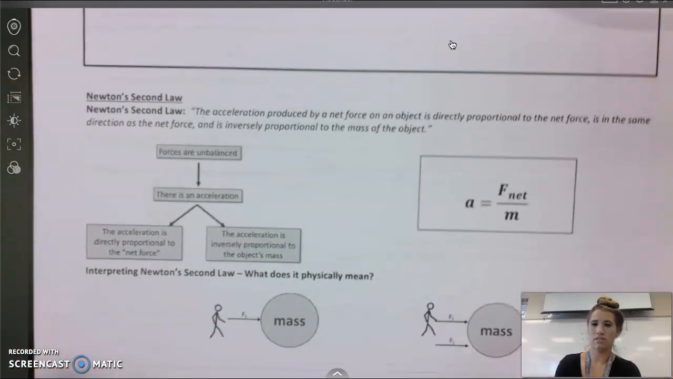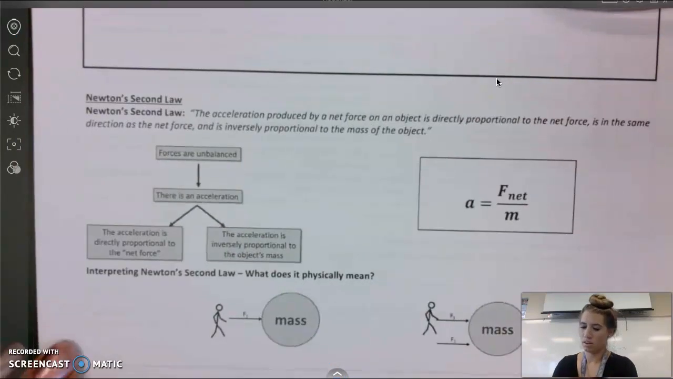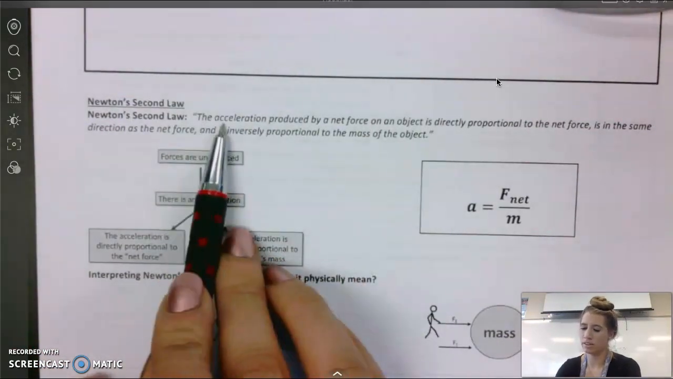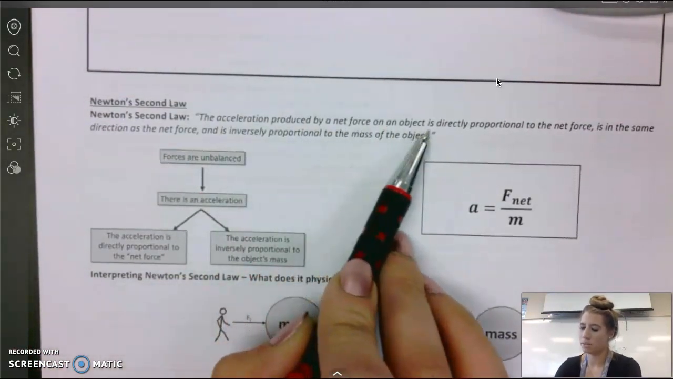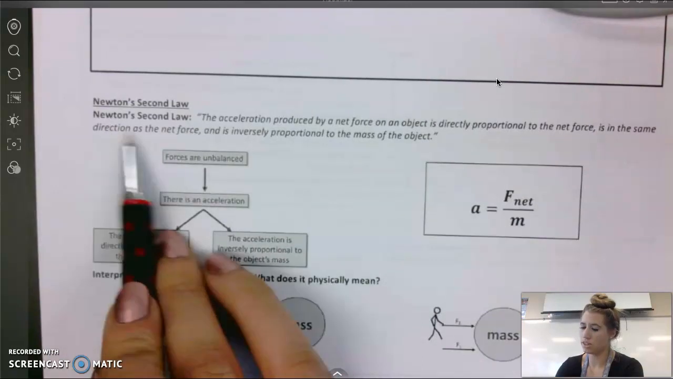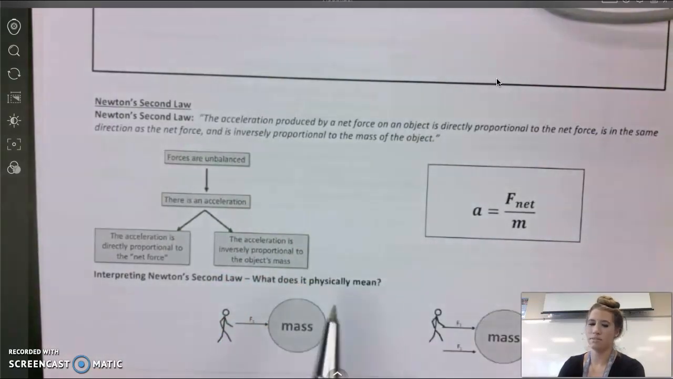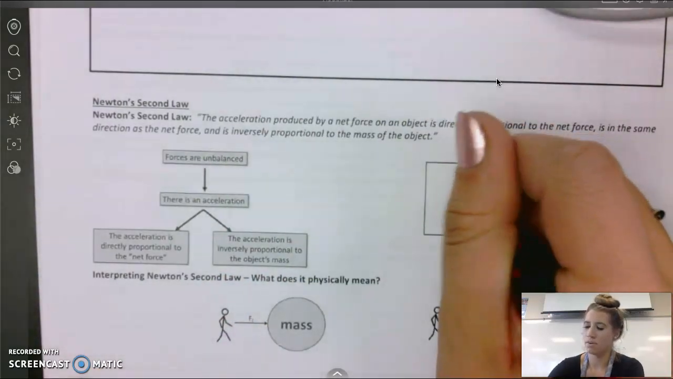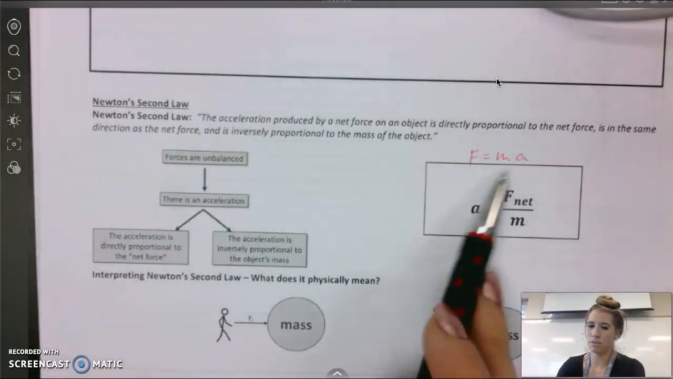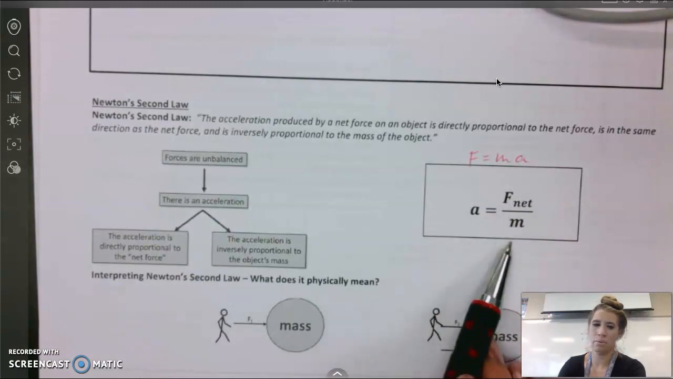Newton's second law. All right, let's talk through it. Whenever forces are unbalanced, the acceleration produced by a net force on an object is directly proportional to the net force, is in the same direction as the net force, and is inversely proportional to the mass of the object. Okay, this is Newton's second law. Force equals mass times acceleration. So if we want to solve for acceleration, we would just divide by mass. So acceleration is equal to the net force divided by the mass.